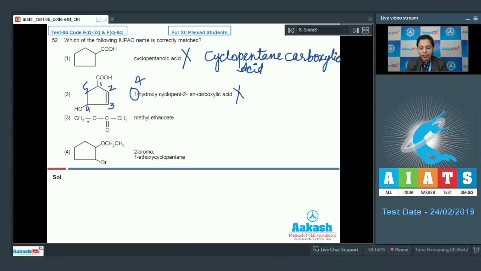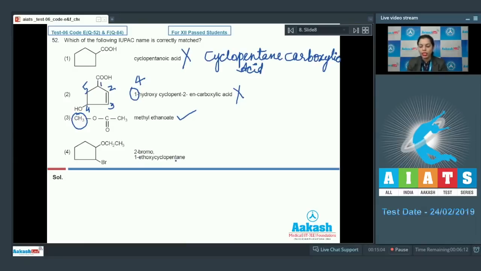Further, there is the compound which is an ester. The name is methyl ethanoate. Just have a look at this group. In this case, this is a methyl group that's present with the carboxylic acid group. This is an ester and its name should be methyl ethanoate. This is correctly given.